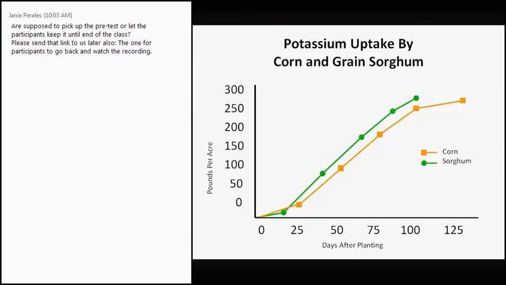Very similar to what we saw with nitrogen and phosphorus. We've got pounds per acre on the y-axis, and days after planting on the x-axis. Again, somewhere between that 15 to 20 days, we really start to use the potassium, whether it be corn or grain sorghum. And so if you're planting something that's coming up from a seed, you're looking at about 15 to 25 days that you really need to make sure that you've got sufficient potassium available to the plant.